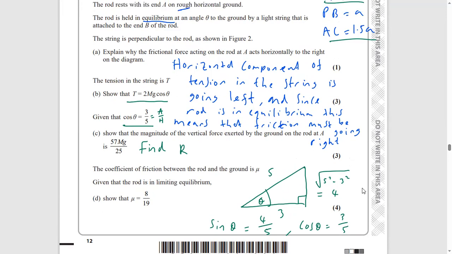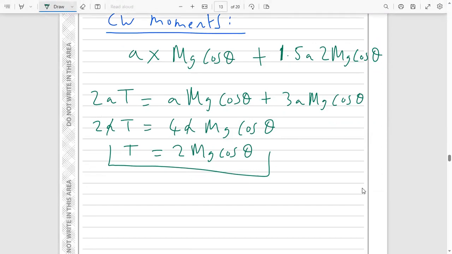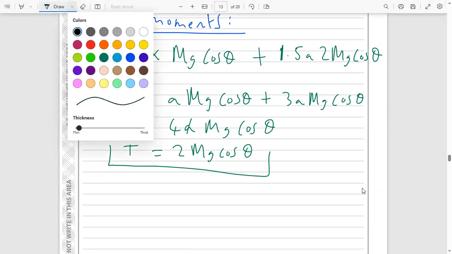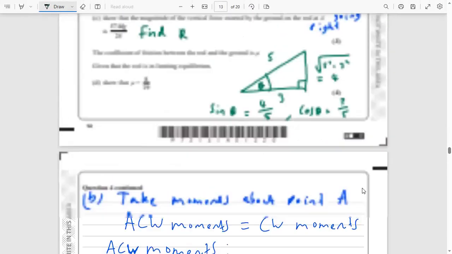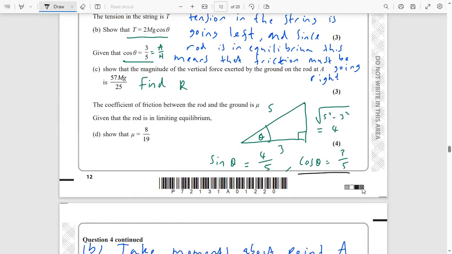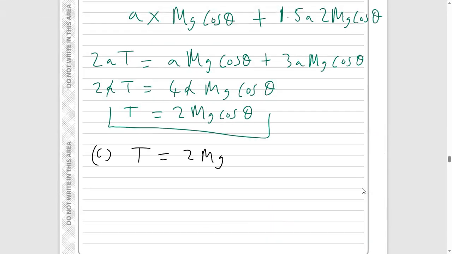Okay, so now that's going to be helpful, because now we can actually calculate what the tension is. So we know that the tension was 2 mg cos theta. So this is part C now. So T is 2 mg cos theta, as we got here. But we know that cos theta is 3/5, as the question says there. So you just plug that into the result. So it's going to be 2 mg times by 3 over 5. And that's going to be 6 over 5 mg.